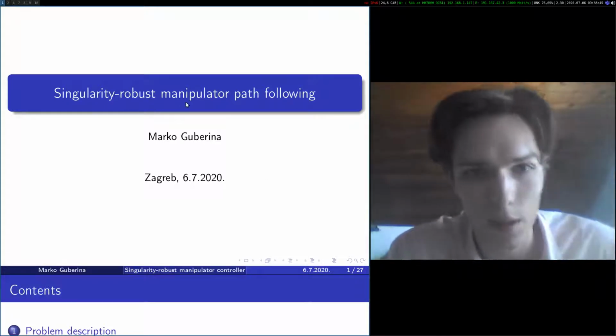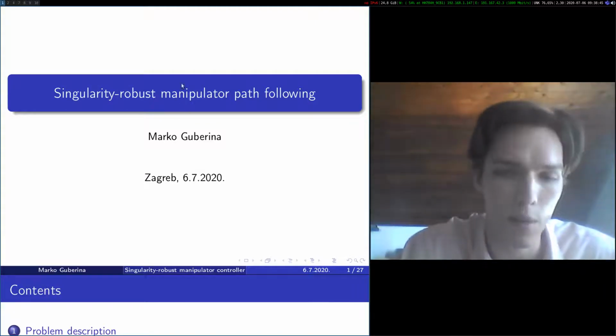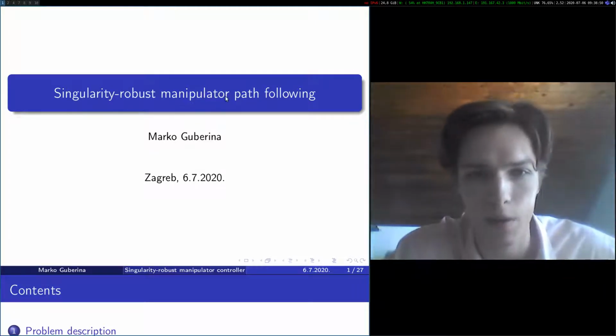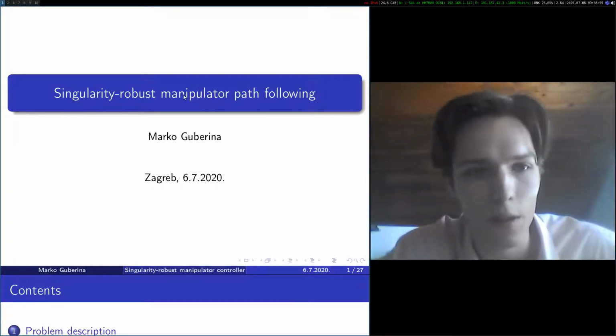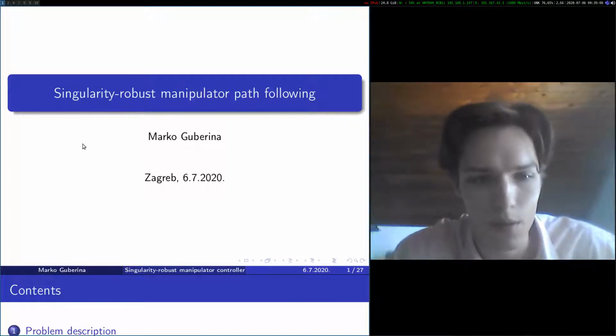Let's deconstruct this title so that we know what's going on. A manipulator is just a robotic arm. A path is a curve in space to be followed by the tip of the robot, which is called the end effector, and singularity-robust in short means reliable.